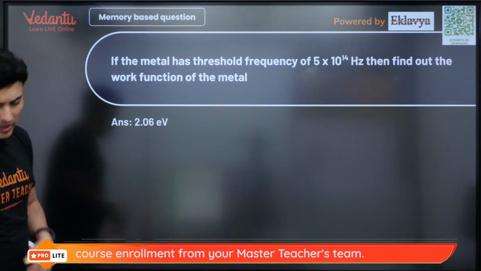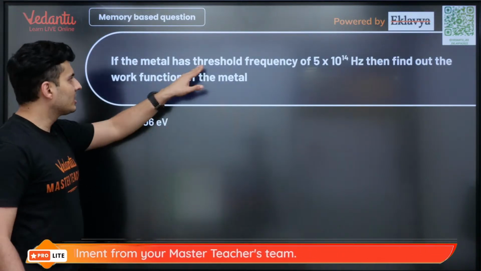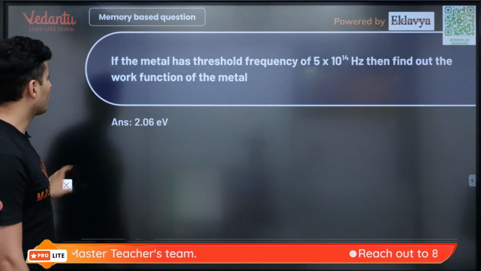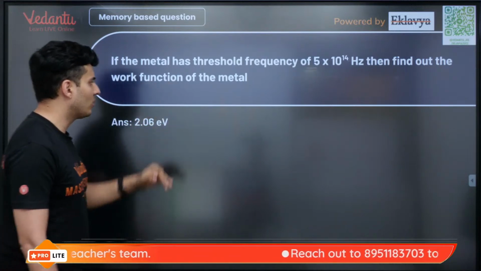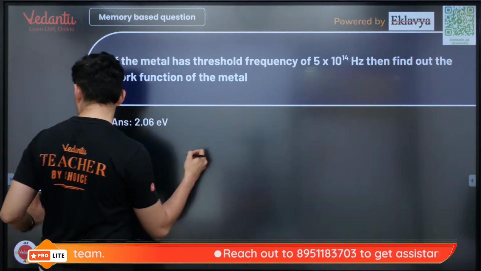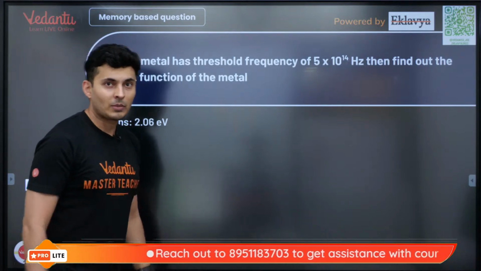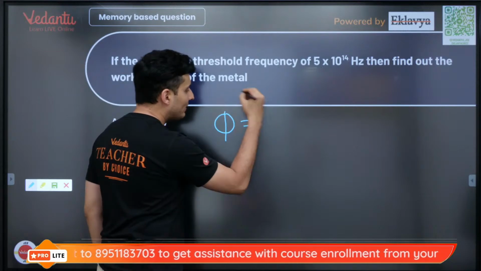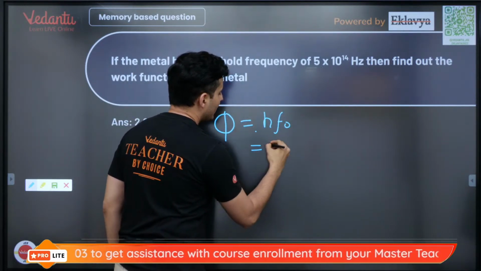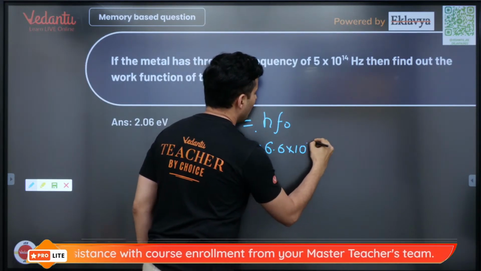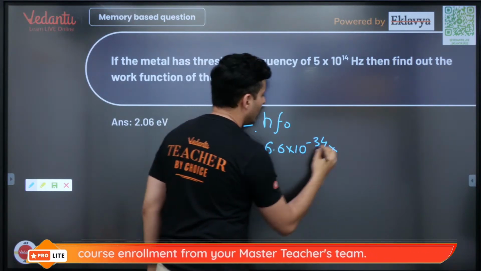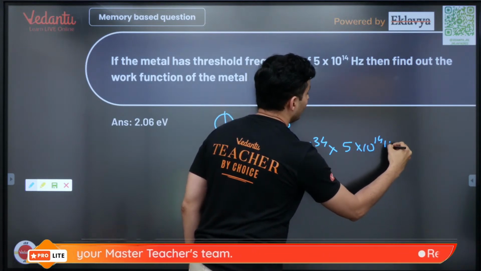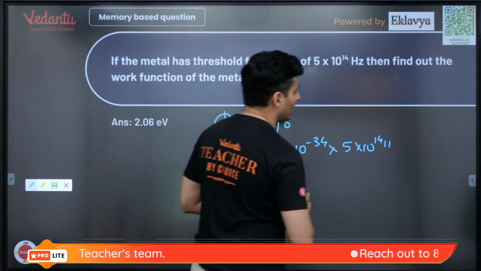Okay, moving on to the next one. Now, if this was the value of the threshold frequency, then the work function of the metal was asked. If you remember, the work function will be nothing but h f naught. h is 6.6 into 10 to the power minus 34, and the frequency is 5 into 10 to the power 14 hertz.